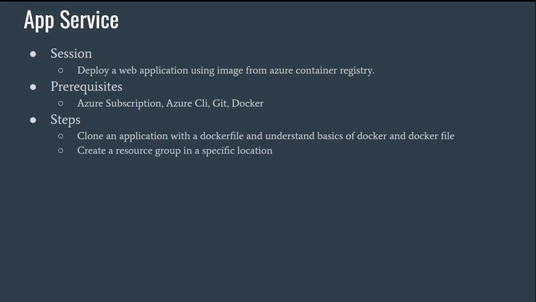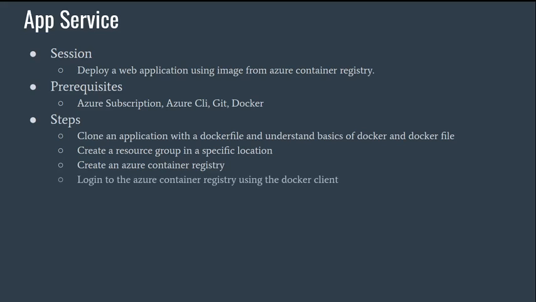Now we will create a resource group in a specific location. Once we have the resource group, we will create an Azure Container Registry in the resource group for holding the application image. Then we will log into the Azure Container Registry using the Docker client. Now we will build a Docker image and tag it using Azure Container Registry login server name, image name, and tag. Once the image is built, we will push it to the Azure Container Registry.